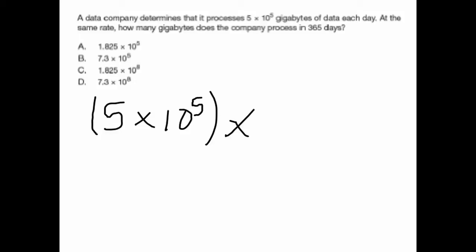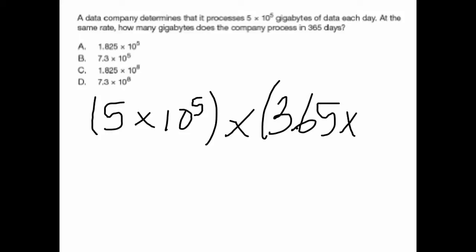A data company determines that it processes 5 times 10 to the 5th gigabytes of data each day. At the same rate, how many gigabytes does the company process in 365 days? Well, the first thing I'm going to do is go ahead and write out 5 times 10 to the 5th. And if this is 1 day's worth of data, I could either add that 365 times, or I could just multiply. And for the moment, we're going to keep 365 as our coefficient and then change it later.